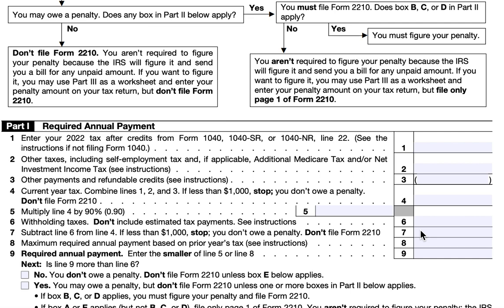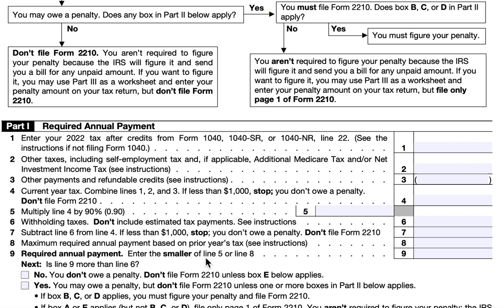Don't file it. And line 8 would be the maximum required annual payment based on last year's tax. So your safe harbor for this is either paying 90% of the current year's tax bill or 100% of last year's tax bill. That's the general rule of thumb. To figure out your previous year's tax, you would need to actually follow the instructions and go into your tax return for the previous year, depending on which form you're using.